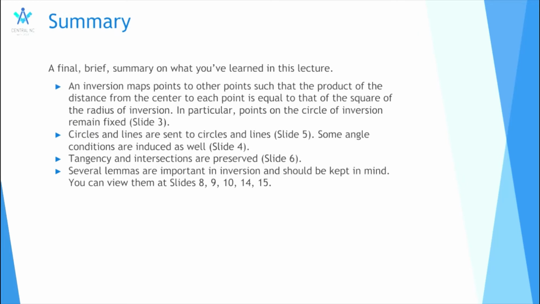And yeah, summary. Inversion maps points to other points such that the product of the distances from the center to each point is equal to the square of the radius of inversion. In particular, points on the circle of inversion remain fixed.